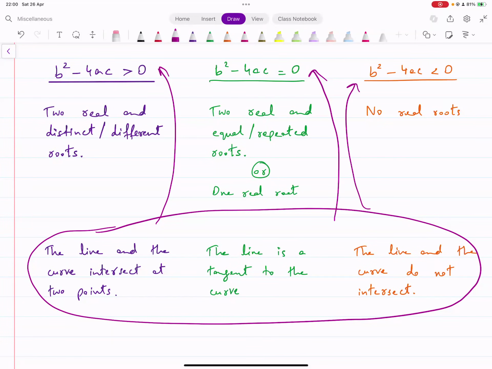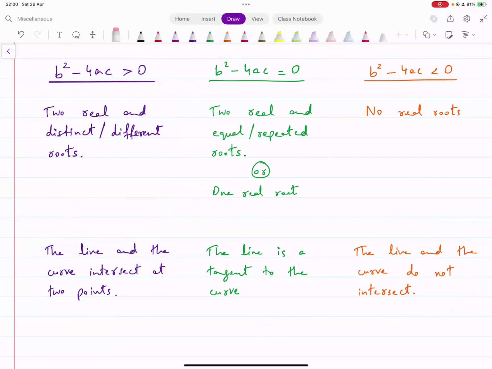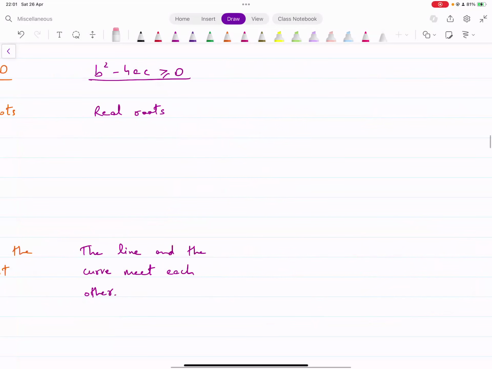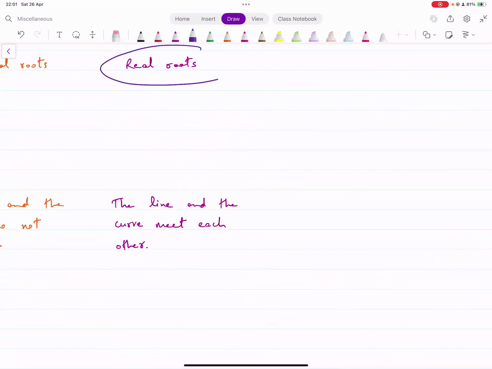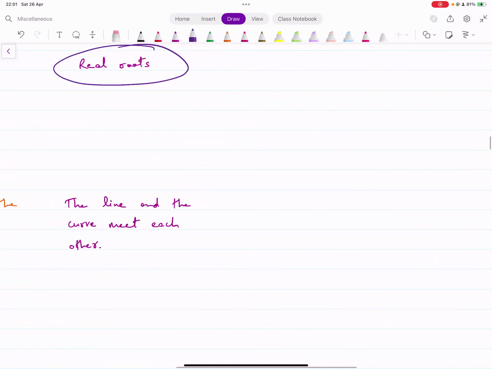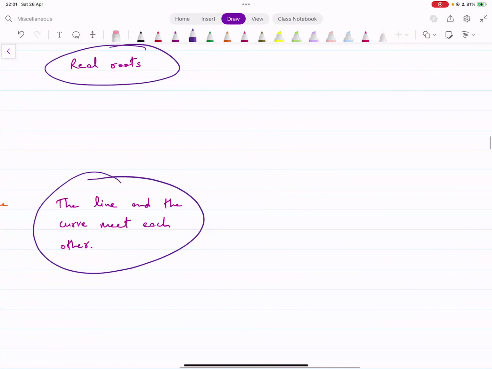Now, this is only for quadratic equations, right? When you get a quadratic equation after equating the functions, it's only for that case. If you're not getting a quadratic equation, then b square minus 4ac is not relevant. Then you use differentiation. That's not what we're discussing right now. But then we have another case. Sometimes what they say is two functions have real roots. Or they might say the line and the curve meet each other without specifying at how many points.